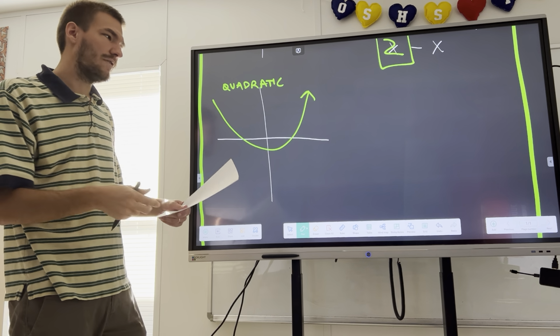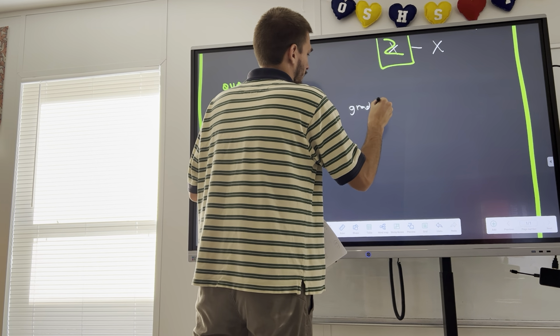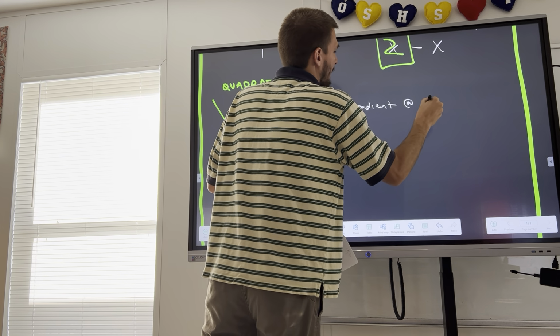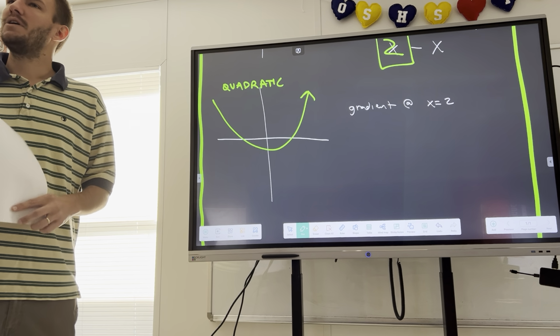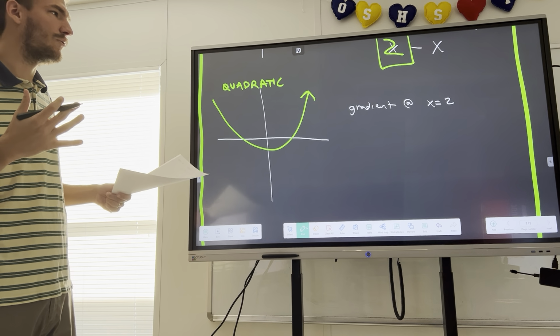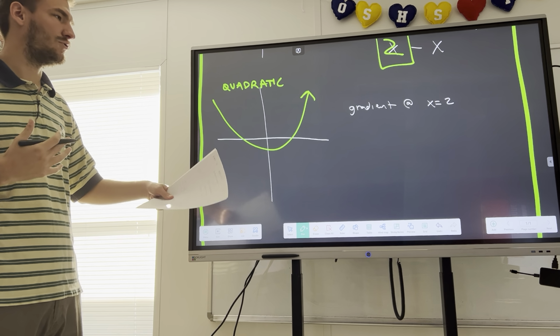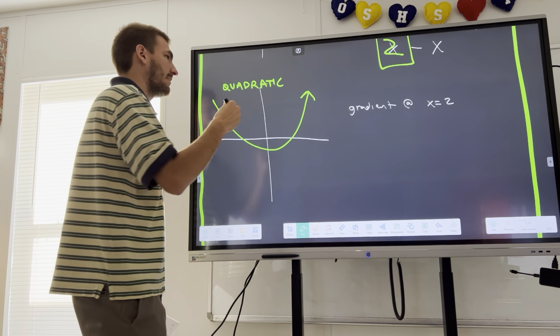And now we have more of an issue. Now we say, what is the gradient at x equals 2? And now we're a little nervous because the slope or the gradient at x equals 2, our curve is not just a straight line. We can think about algebra 1.